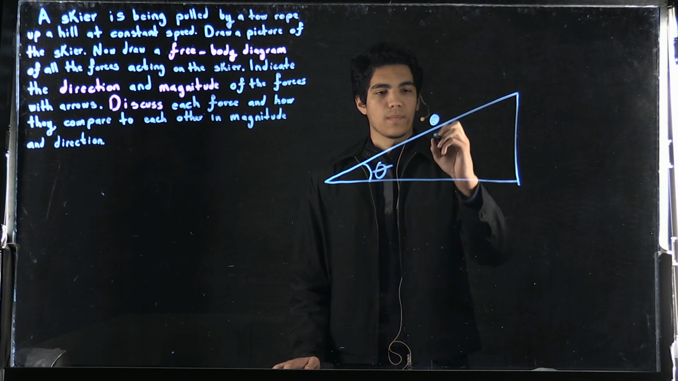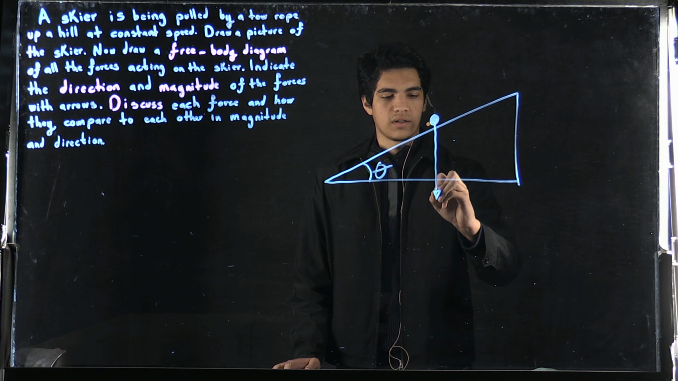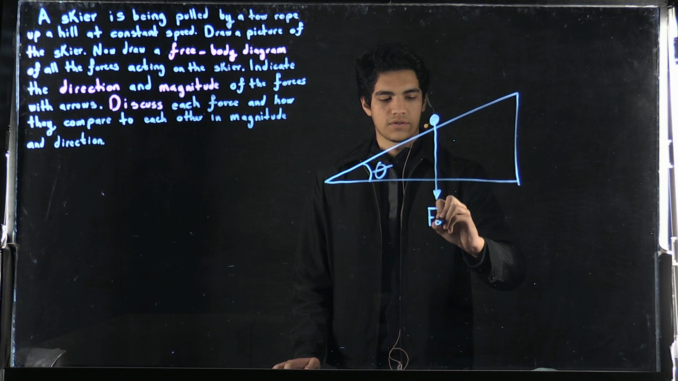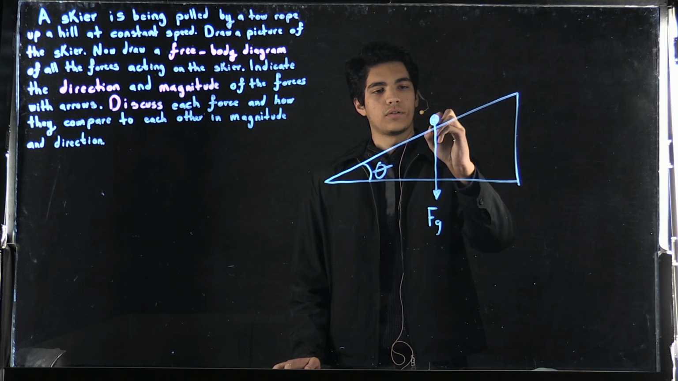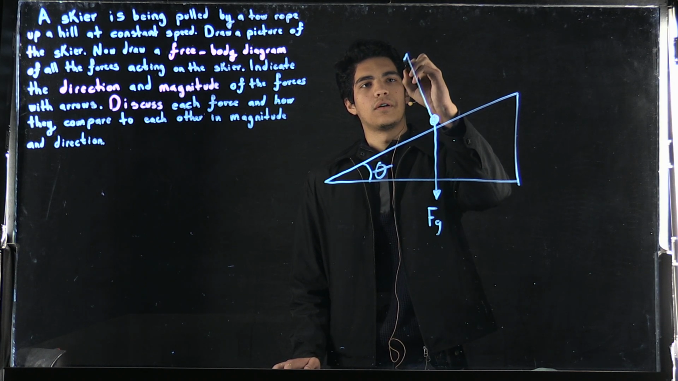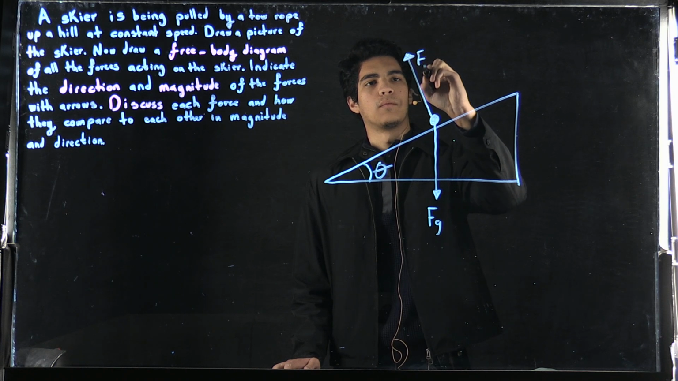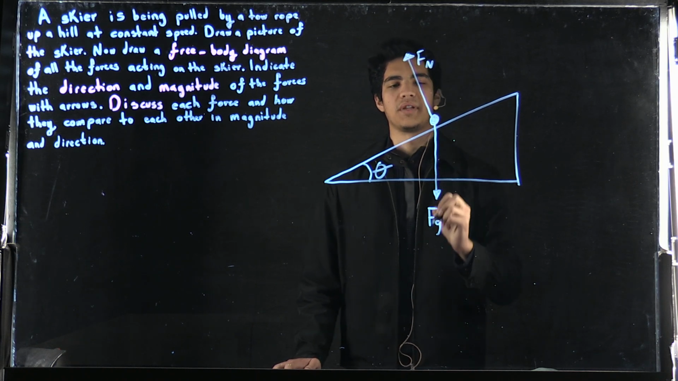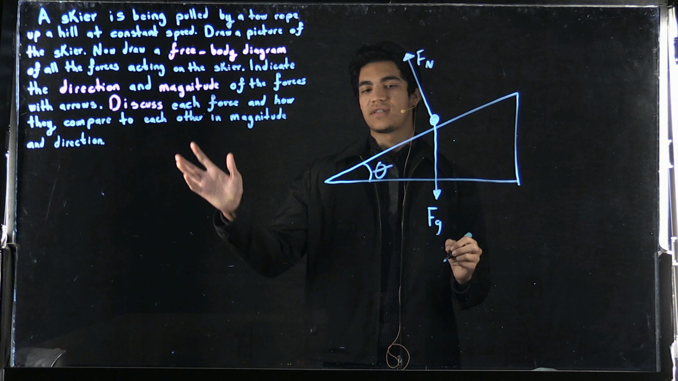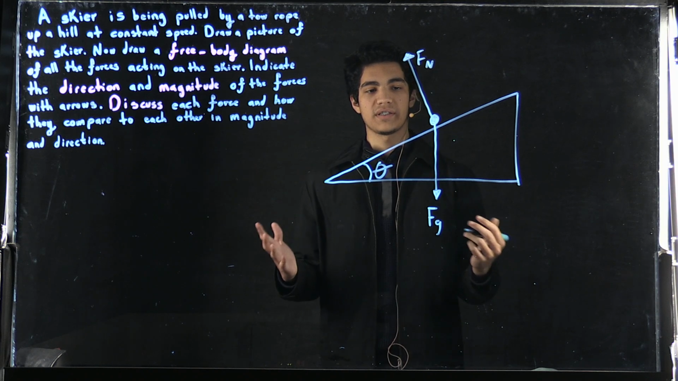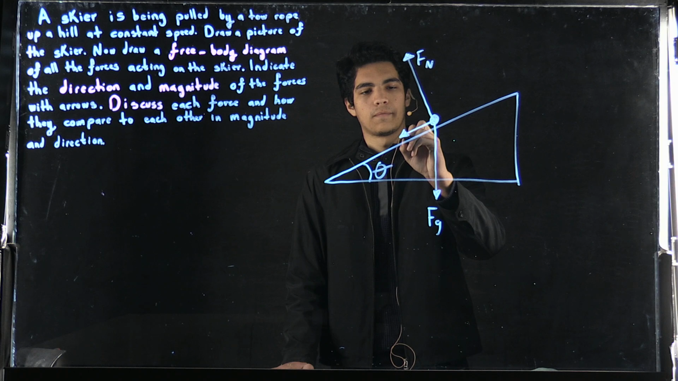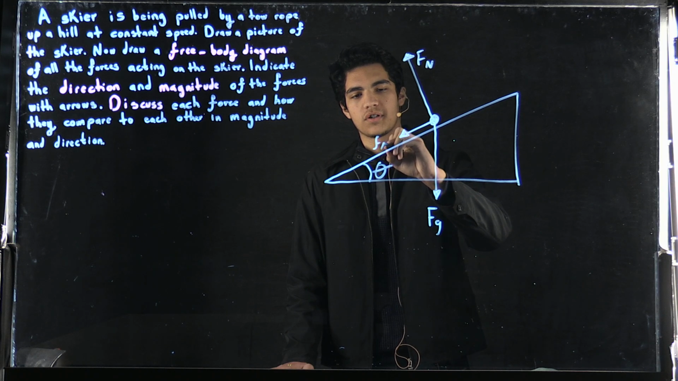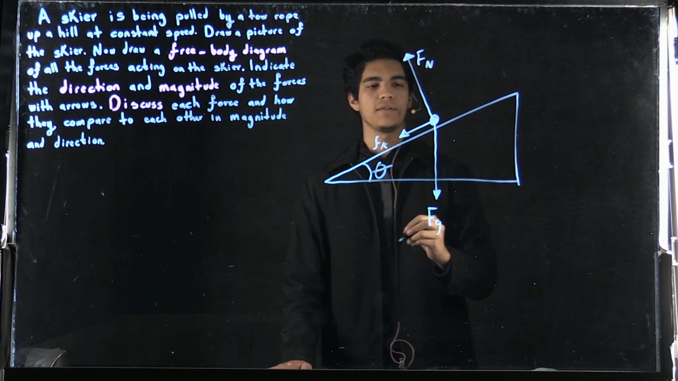So the force of gravity, which we can indicate by F subscript g, the normal force, which acts perpendicular to the surface of the incline, and we'll just note that by F subscript n. And the problem doesn't state that this is a frictionless incline, so we're going to include the force of kinetic friction with F subscript k.